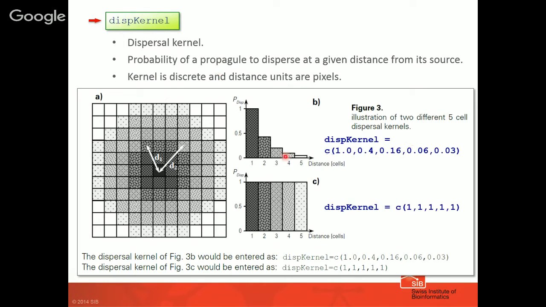If we go back to this figure here, you can see the kernel that would be associated to how you would write this dispersal kernel here. So see, for the first class, you would have a dispersal probability of 1, for the second 0.4, for the third 0.16, 0.06, and 0.03. Whereas for this very simple kernel, you would have a probability of 1 for each of your 5 distance classes. And so the input is simply a vector of 5 times 1.